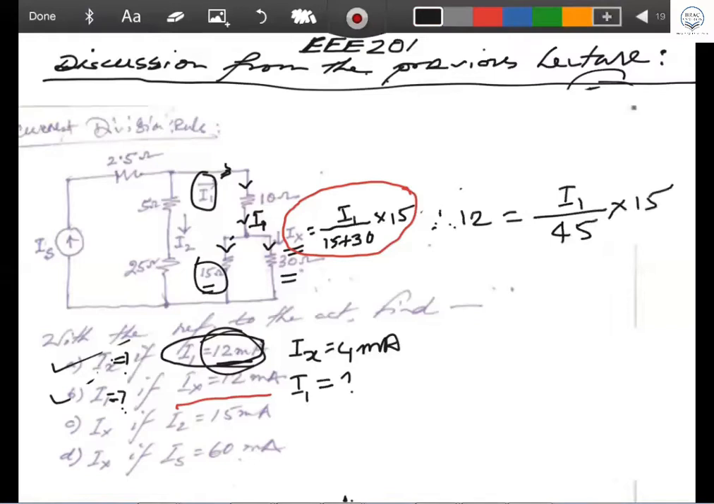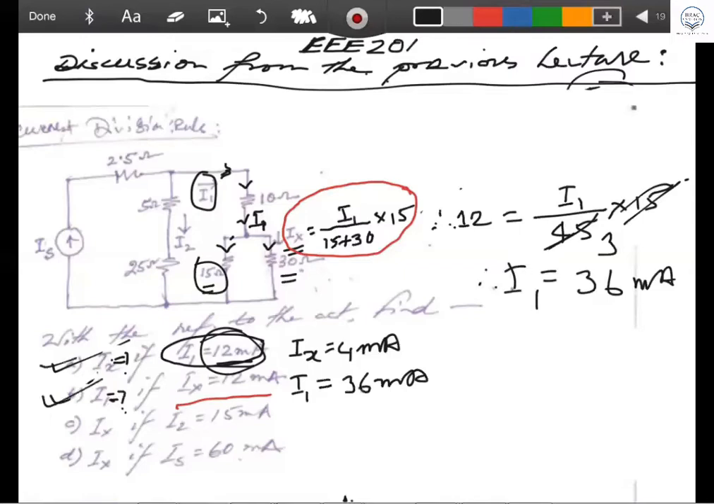This time Ix is given, so you substitute the Ix value. Last time I1 was given, so you substituted the Ix value. That's the only difference, nothing else. So your I1, if you find it from here, is cutting off as 3 times, and 3 times 36, so you're getting 36 milliampere. Your I1 answer is coming here as 36 milliampere. It is very straightforward and very simple. So you can get the answers for B and A as 4 milliampere and 36 milliampere.